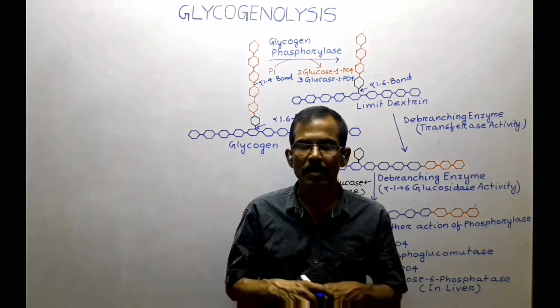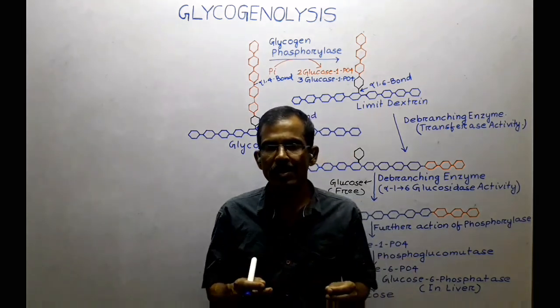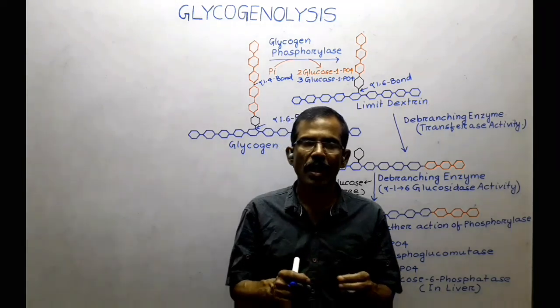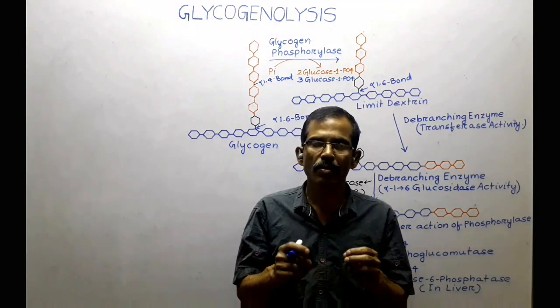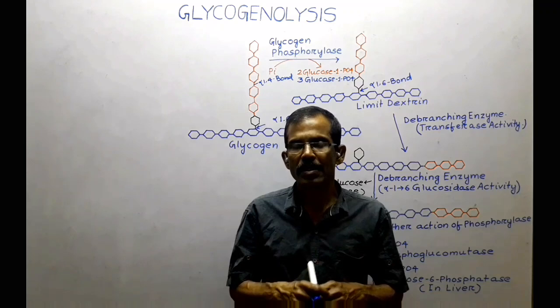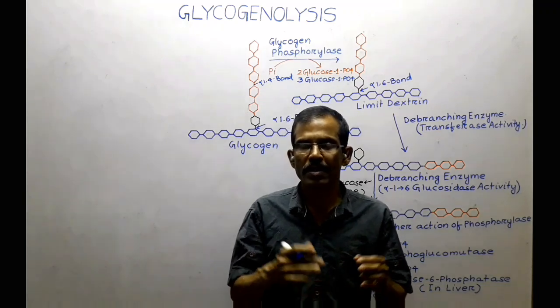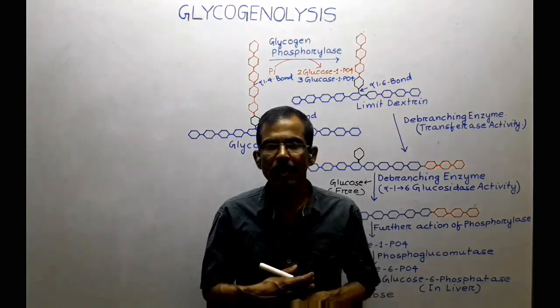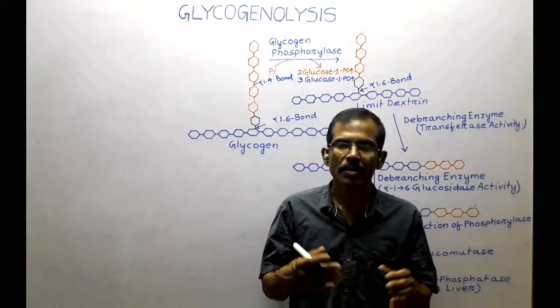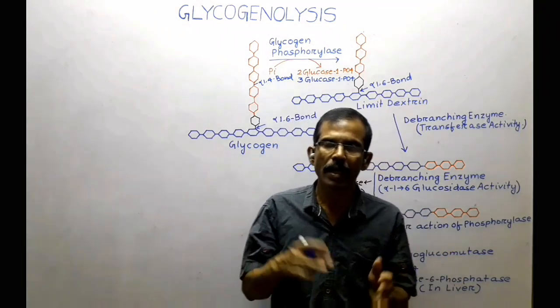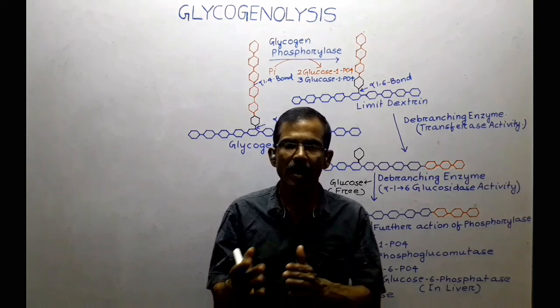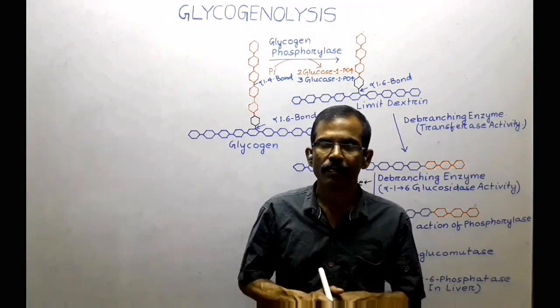Friends, you know that glycogen is a branched homopolysaccharide of alpha-D-glucose units. It is the principal storage carbohydrate in animals. Glycogen synthesis occurs mainly in the liver as well as in the muscle.